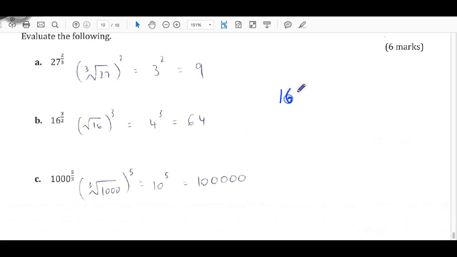So here we have 16 to half times 3. Okay, so 3 over 2 is the same as a half times 3. That's the square root of 16 to the power of 3. Square root of 16 is 4. So 4 cubed gives you 64. And then the same with question C. So a little bit harder, but you know, if you understand it, you should be fine.